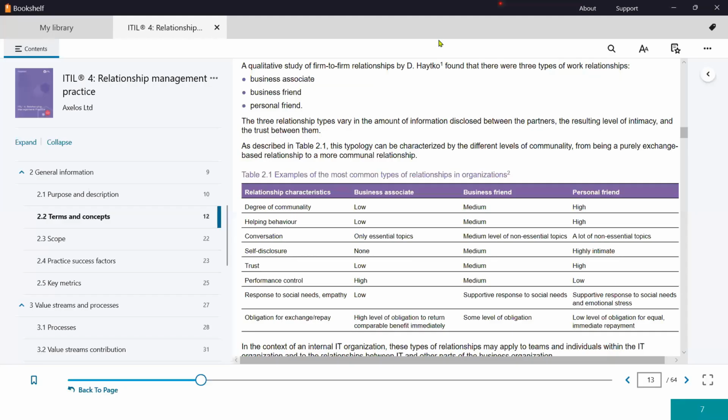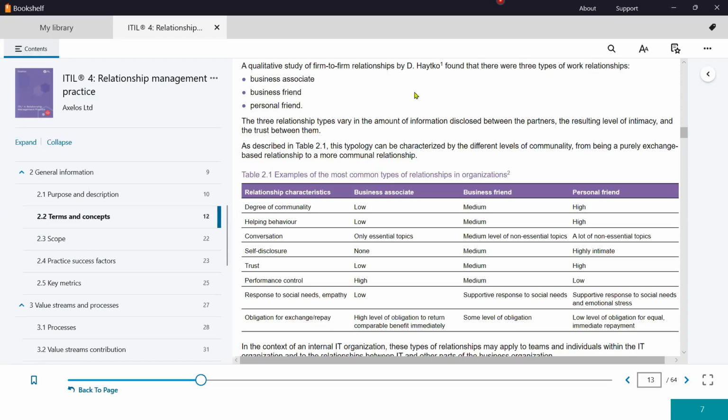You will see here examples of the most common types of relationships in an organization. And here you will see the business associate. The trust is low there, and the degree of communality is also low there. Therefore, we picked up that one.